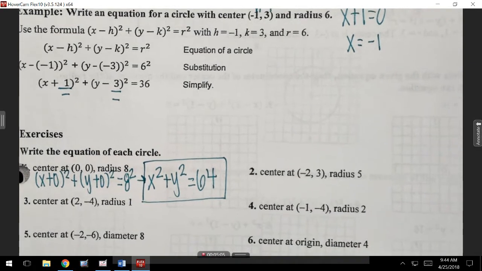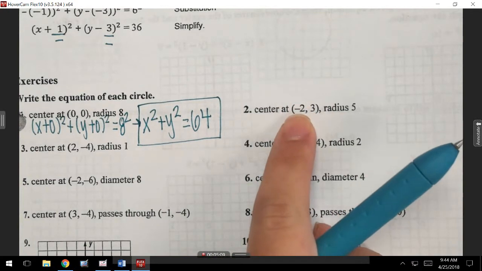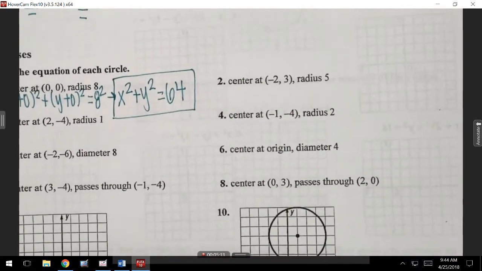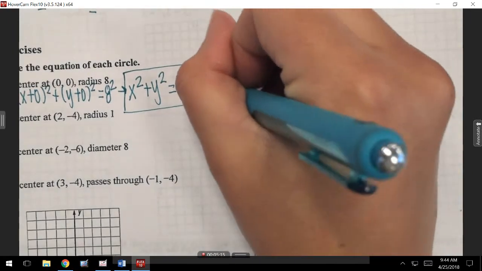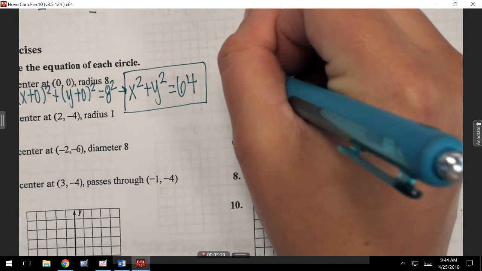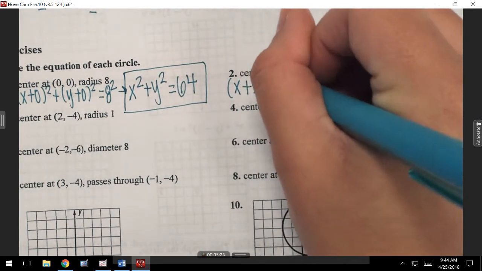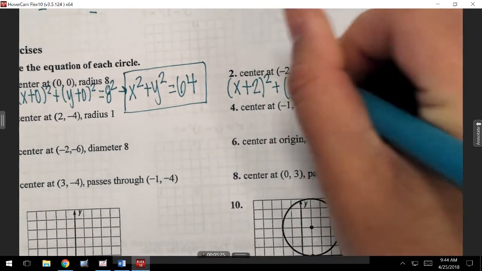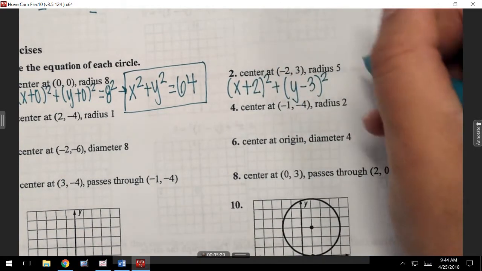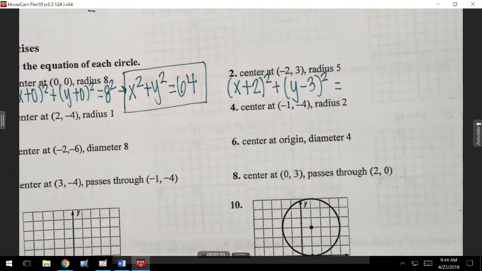Okay, all right, number 2, going sideways, not down. Sideways. Center at negative 2, 3, radius of 5. So we have to switch our signs when we're plugging it in. So it becomes x what? Plus 2 squared plus y minus 3 squared equals 5 squared, which is 25.